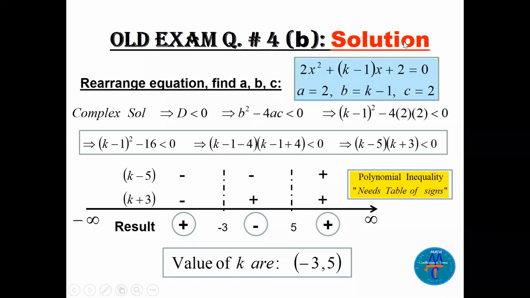So here A is 2, B is k minus 1, C is equal to 2. Same idea, complex solutions, discriminant less than 0, B squared minus 4AC less than 0. The only difference between B and A is we have in the inequality here, k squared. k minus 1 squared minus 16, we can factor this, difference between two squares. So it will be k minus 3, k plus 1 less than 0. So we need table of signs. So we put here minus 1 and 3 for the k, the zeros. Just make a table of signs and choose the negative between minus 1 and 3.